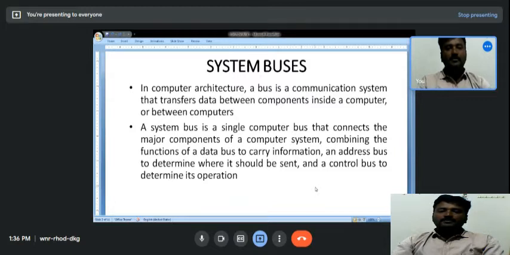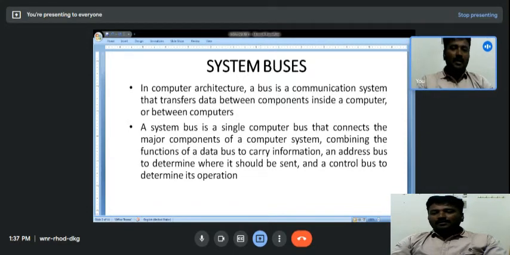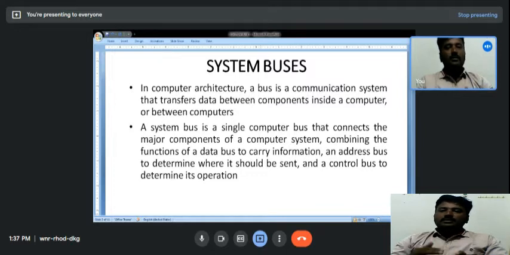First of all, what is a system bus? The system bus plays a main role in data communication. A bus is a communication system that transfers data between system components such as the computer and other peripheral devices, or in fact between two different computers, that is, among different networks. A system bus is a single computer bus that connects major components of the computer system, combining the functions of the data bus, address bus, and control bus.